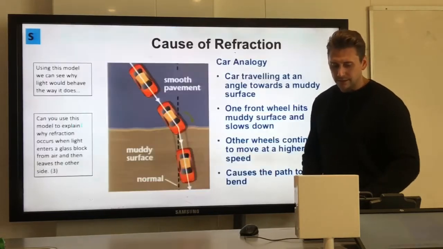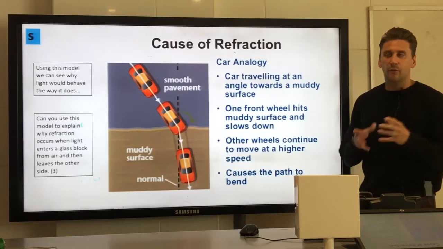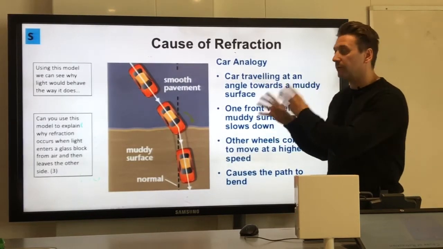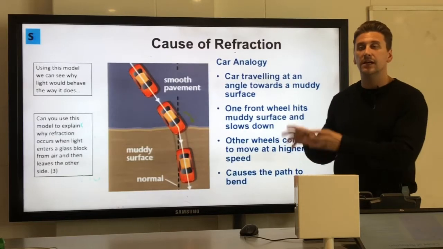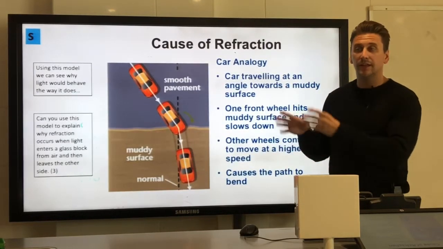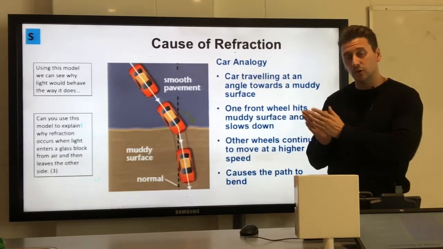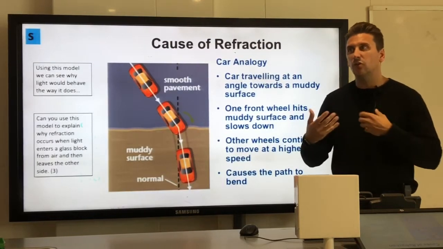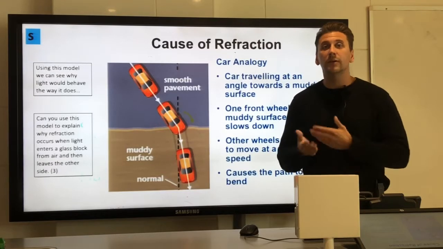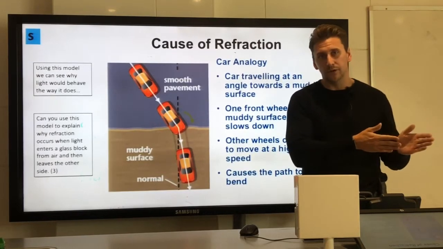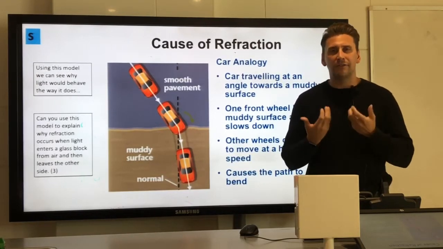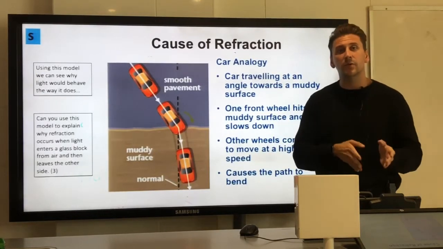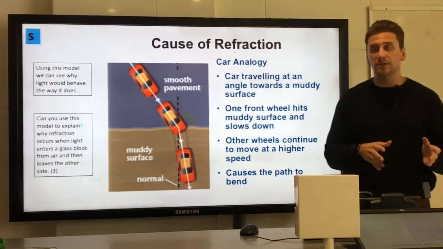Alright, to get an idea of why, so we've said what happens: if it goes from low to high refractive index, which means it slows down, then it will change its direction towards the normal. If it goes from high to low refractive index, i.e. it speeds up, then it will change direction away from the normal. But we don't actually have an explanation as to why. Why would light change direction in that specific way if it slows down or speeds up?